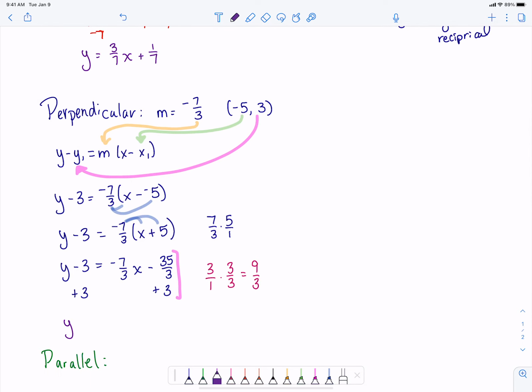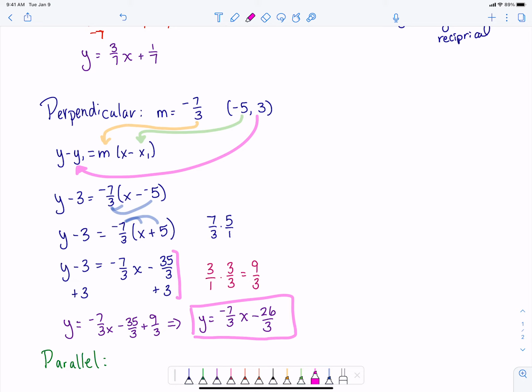So our line is y is equal to negative 7/3 x minus 37/3 plus 9/3. So simplified, we get y is equal to negative 7/3 x, and then minus, excuse me, minus 26/3. So there's our equation of our parallel line. So this is one of the options of how you can do this. You can do this with point slope.